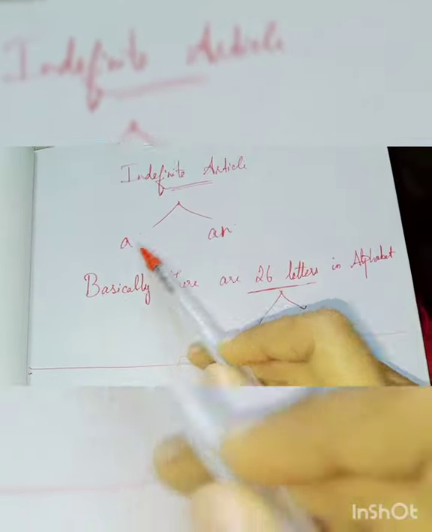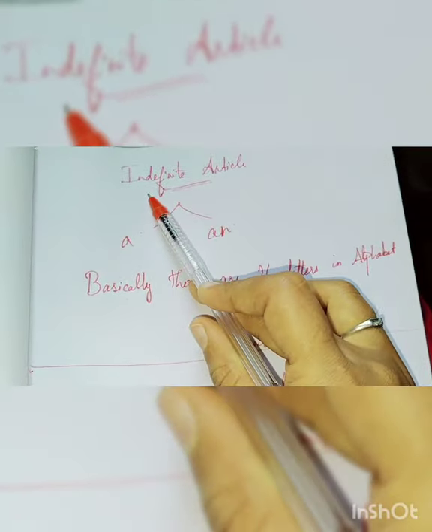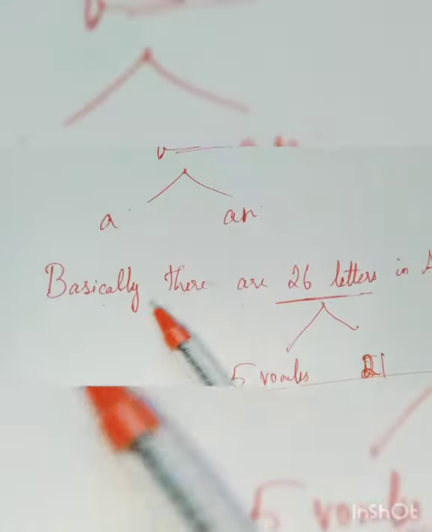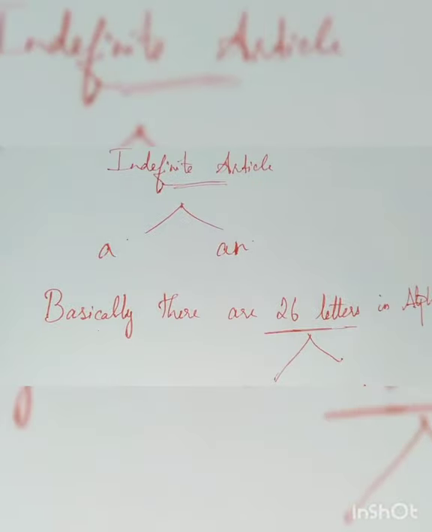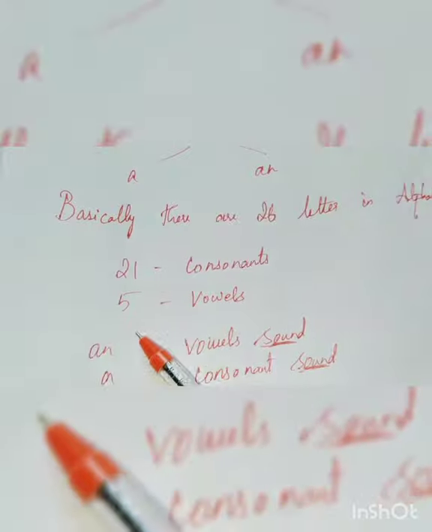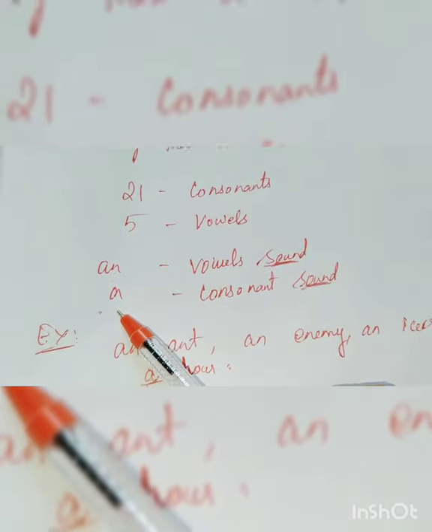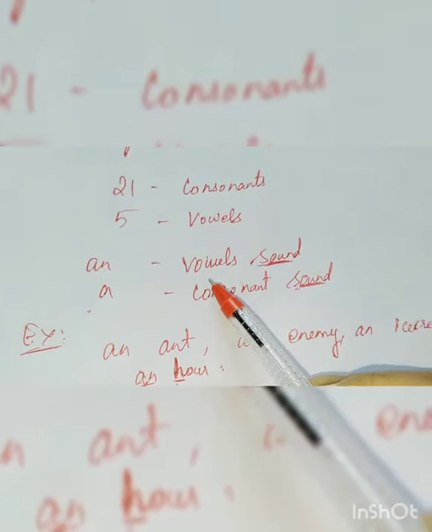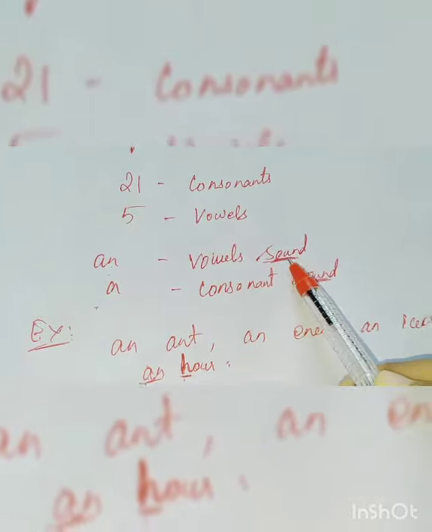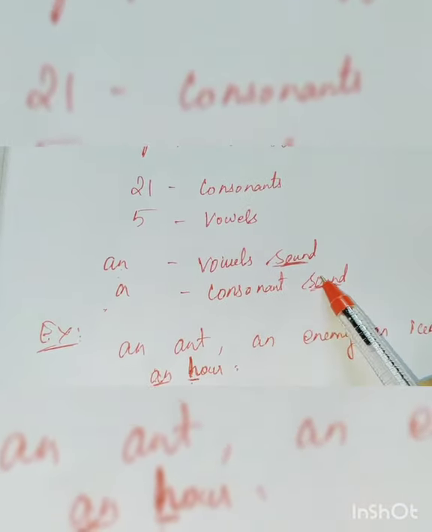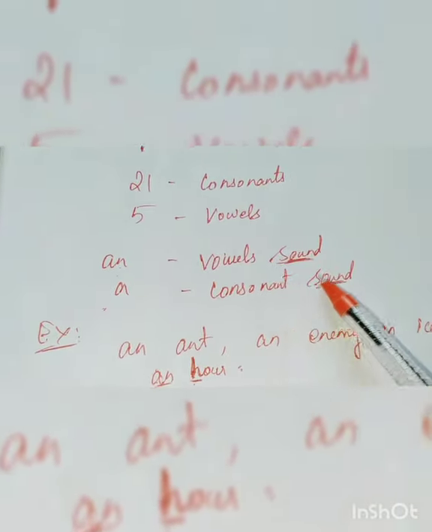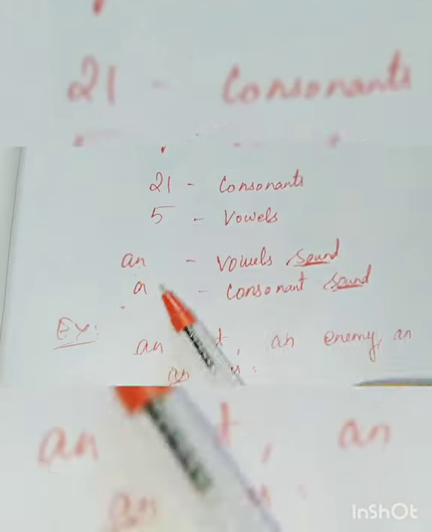The words "a" and "an" come under the indefinite article. Basically there are 26 letters in the alphabet. 21 are consonants and 5 are vowels. We use "an" for vowel sounds and "a" for consonant sounds. I repeat, vowel sound and consonant sound, not the letter.